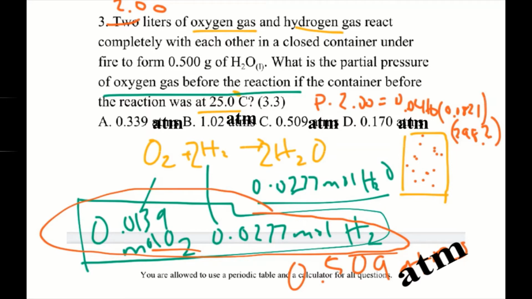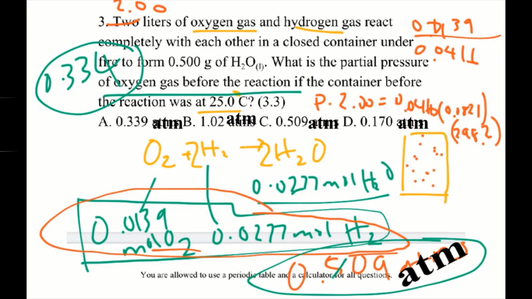But we want the partial pressure of O2, so we have to multiply by the mole fraction for O2. The mole fraction for O2 is just the moles of O2, so 0.0139, over the total moles of gas, which is 0.0416. 0.0139 divided by 0.0416, and I get 0.334 as my mole fraction for O2. Now simply multiply mole fraction by the total pressure to get the partial pressure. So 0.509 times 0.334, and we get that the partial pressure of oxygen gas is 0.170, and that's our answer.